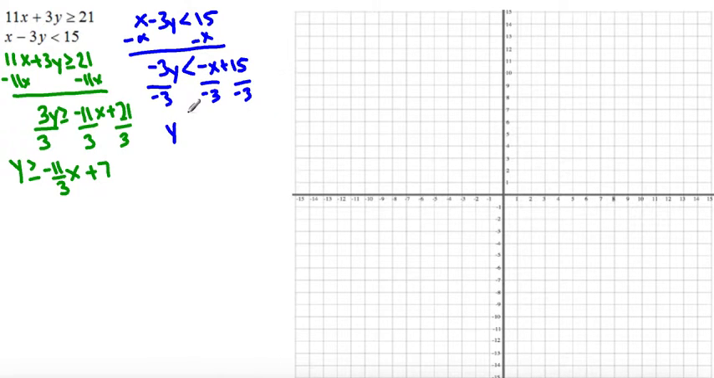So I have y greater than, since I divided by a negative, my inequality symbol switches. So I have negative x divided by negative 3 is 1/3 x. 15 divided by negative 3 is minus 5.